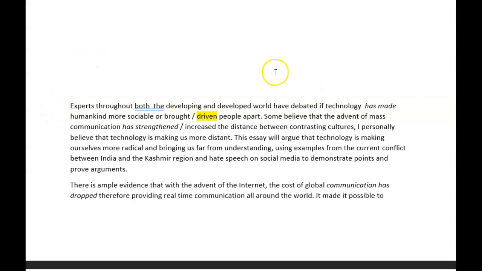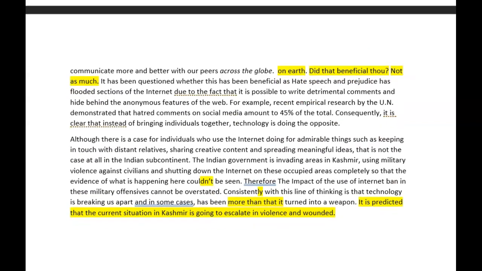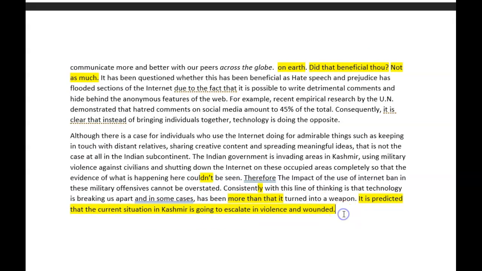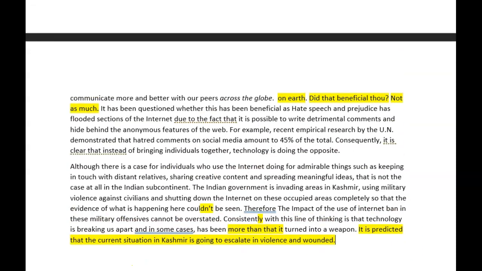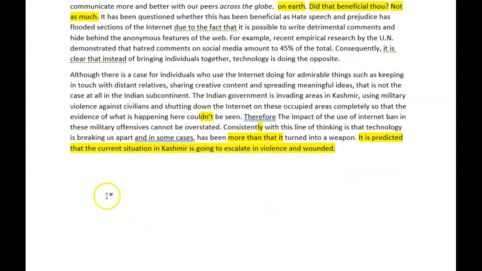The title's not here, but the title is Has It Made Man More Social? It's not about politics. And where's your conclusion? You need a conclusion to this essay. Okay? Conclusion. You're going to sum up the arguments. You're going to tell me the good bits. You're going to tell me the bad bits. You're going to tell me your opinion again. And then you could have your prediction if you want.